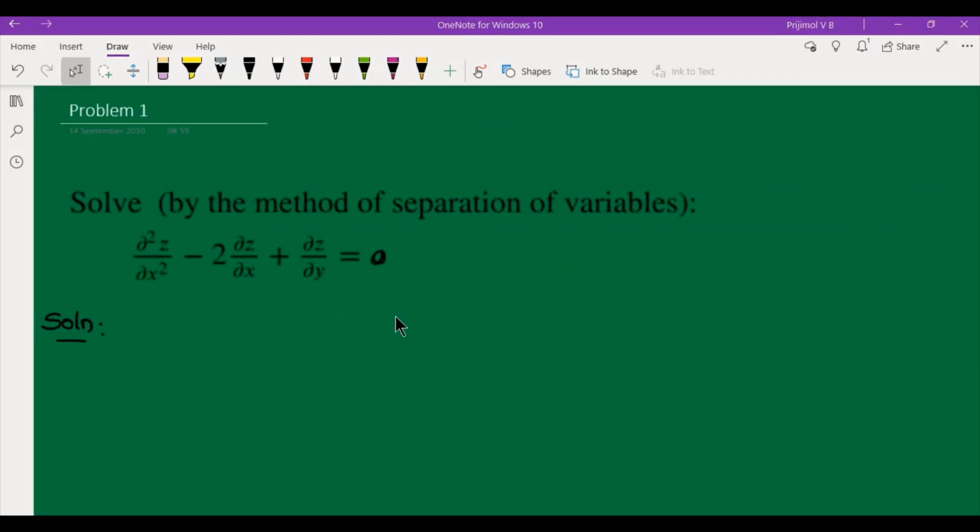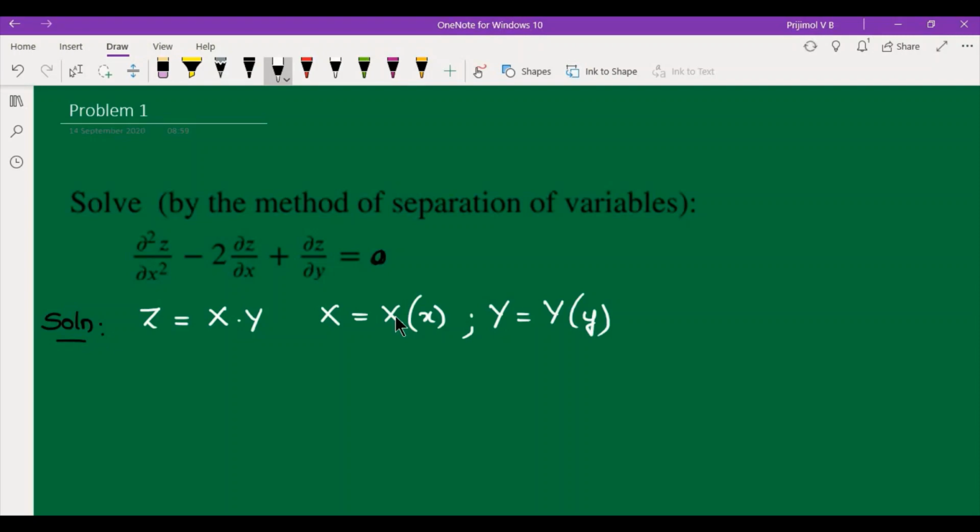Problem 1. Solve by the method of separation of variables. Dou square z by dou x square minus 2 into dou z by dou x plus dou z by dou y equal to 0. Now let us suppose that z equal to capital X into capital Y will be a solution of our differential equation, where capital X is a function of small x alone and capital Y is a function of small y alone.